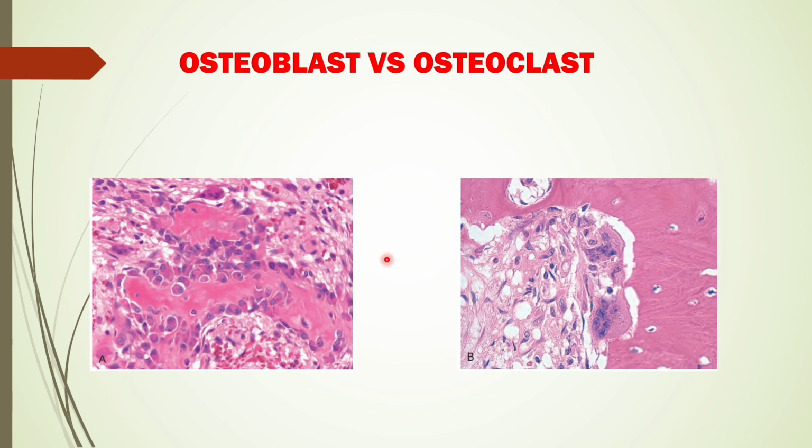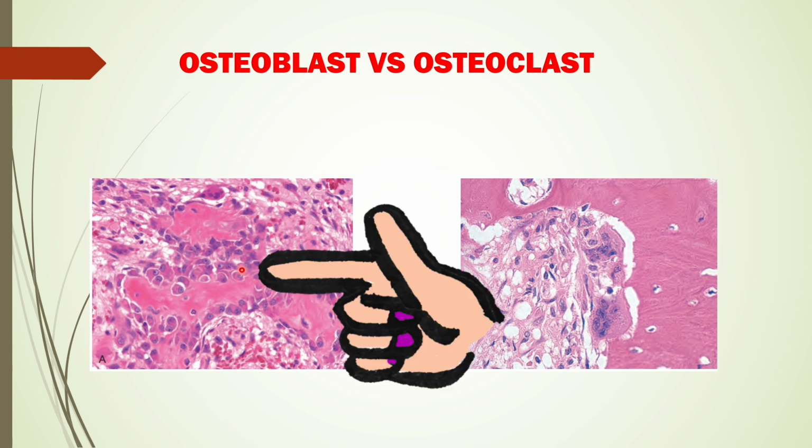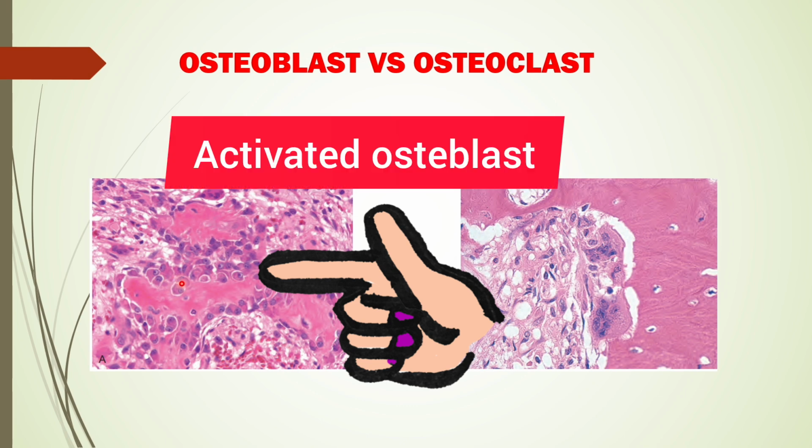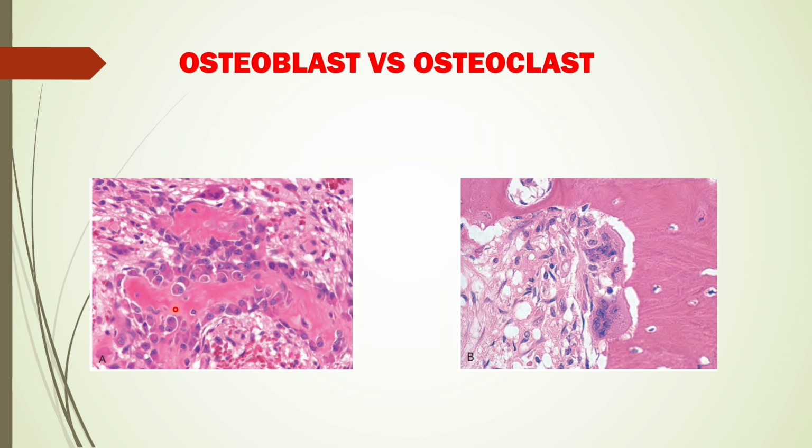See, this is the osteoblast lining the woven bone, right? Reactive bone. These are epithelioid in shape, that's why it is the activated osteoblast. The activated osteoblast has an eccentrically placed nucleus. Or it can be flattened spindle shape, right? So the bony trabecula is lined by osteoblast here.